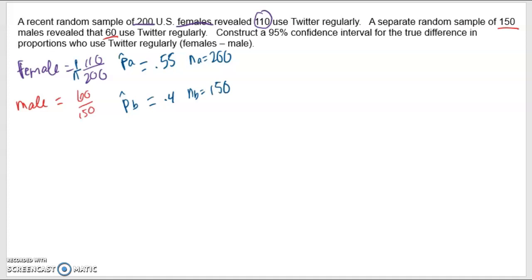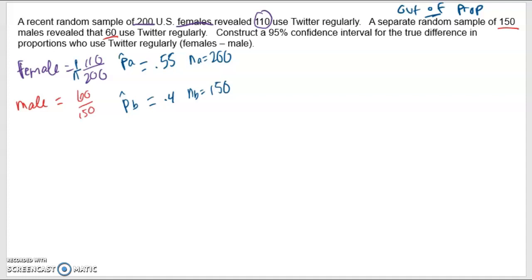Okay, and so that means we've got two different proportions. There's four total numbers and two proportions: 110 out of 200 for females, and 60 out of 150 for males. That's how you know you're going to use proportions versus means versus single proportions: it's going to say "of this" or "out of this," and that's going to represent a proportion. It's important to know the difference between what a proportion looks like versus what a mean looks like.